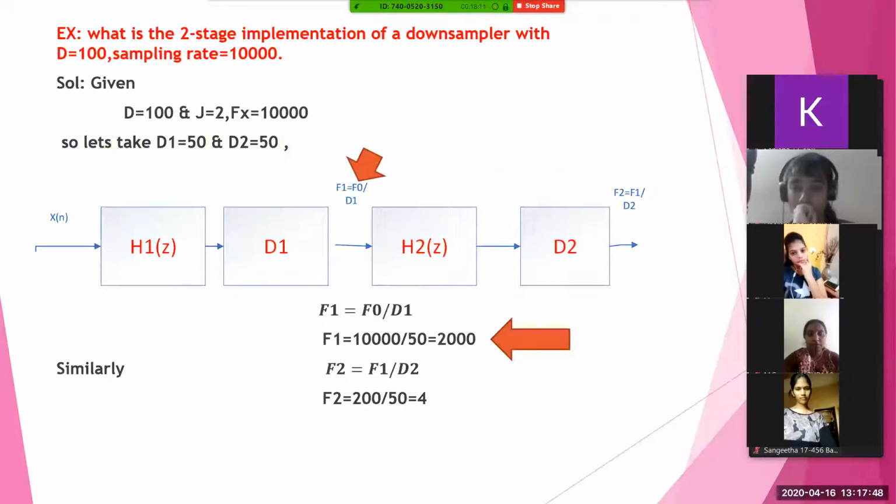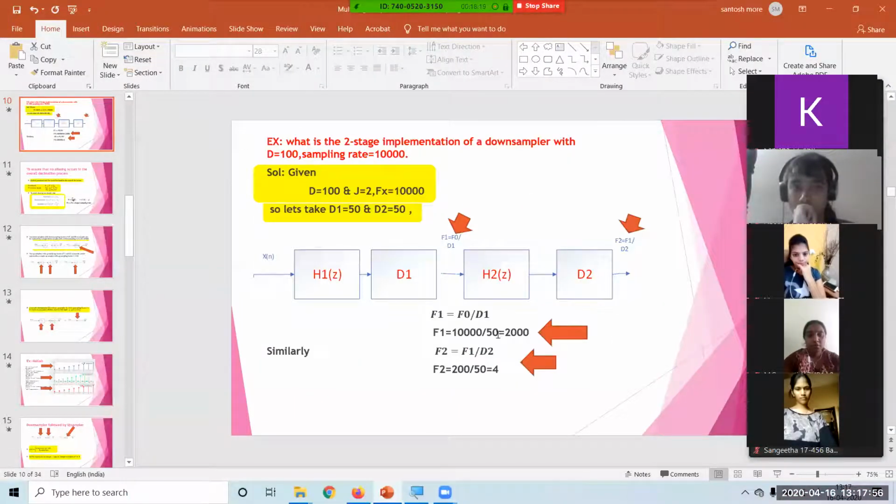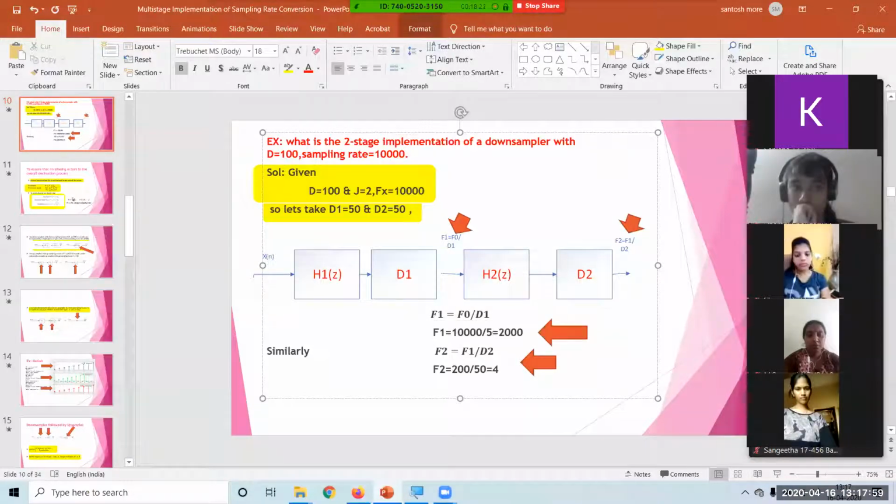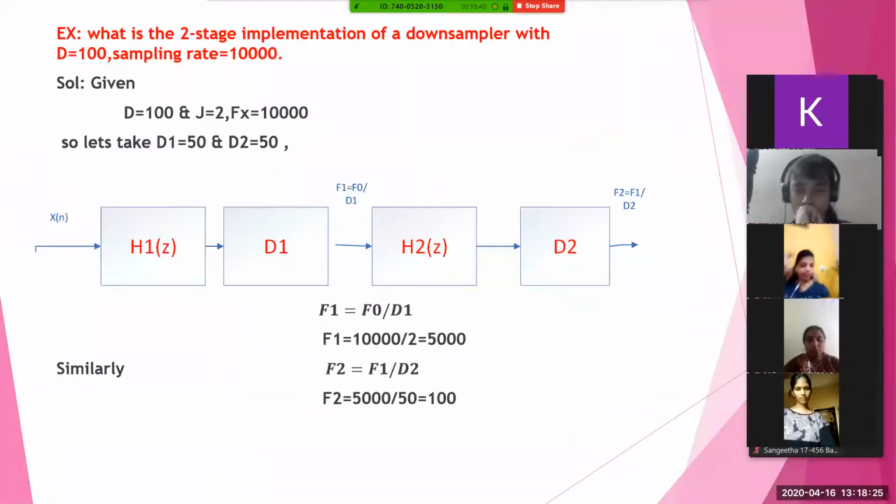Now, first what I'm going to do is that, as you can see, this should have been 10,000 by 2. Let me change it. Now this will come as 5,000. Then we know that D2 is 50. 5,000 by 50, you will get it as 100. So this is how we do.